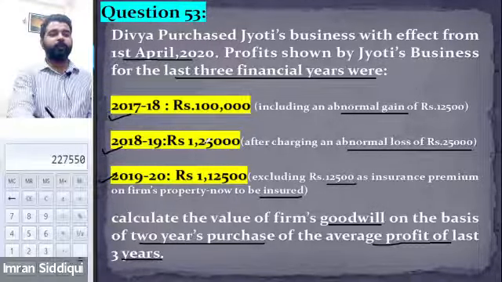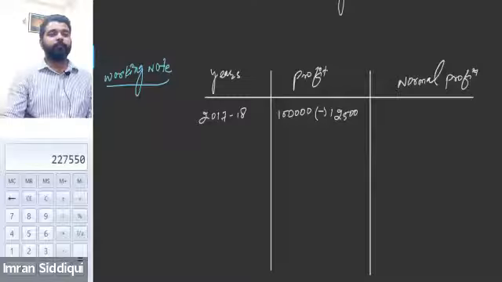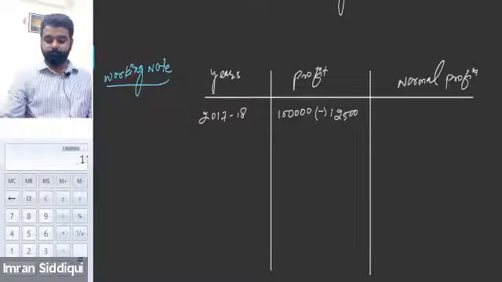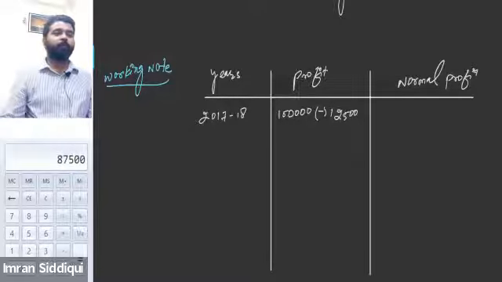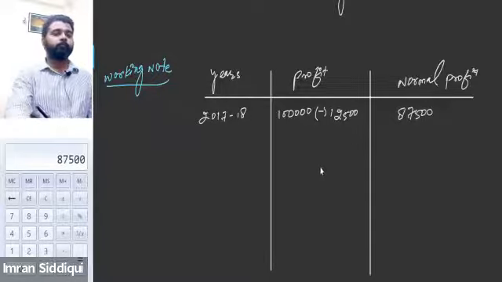Since it is abnormal gain, which is already included in the profit, this is what the question is saying. So therefore, in order to find out the normal profit, we will be subtracting. So after subtracting 12,500 from the 1 lakh, we will get 87,500. Is that clear, everyone? Is this clear to all of you? Yes, sir. Normal profit for the year 2017-18 will be 87,500.